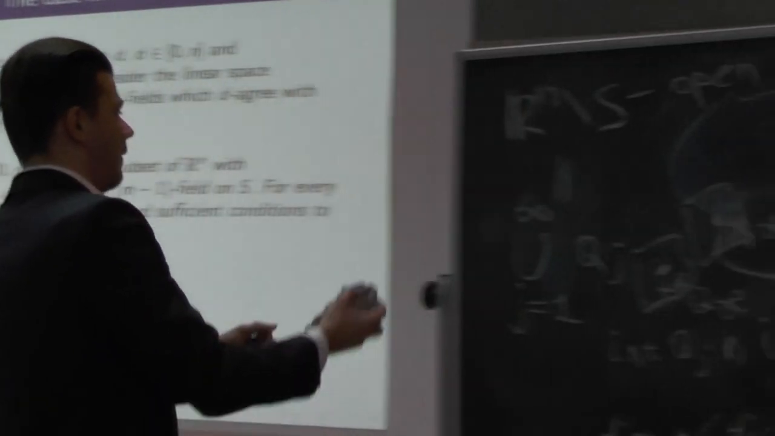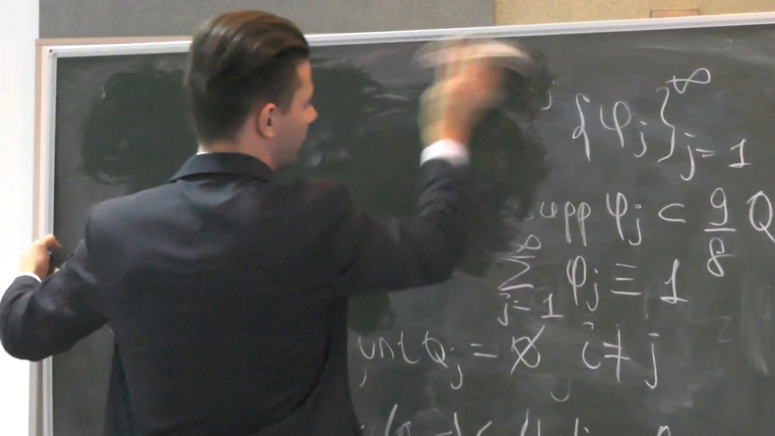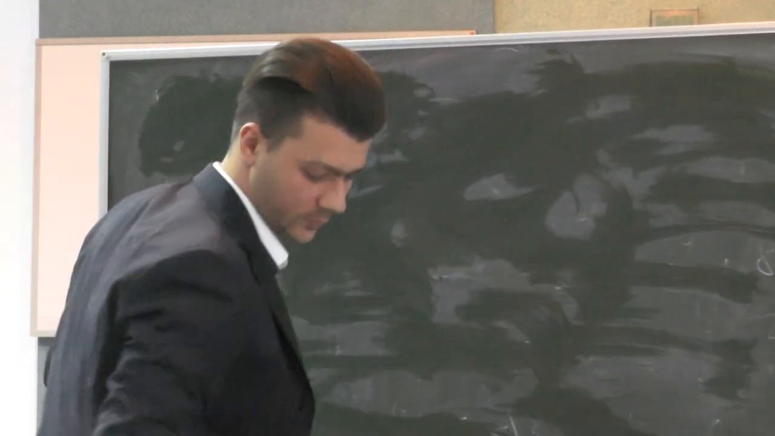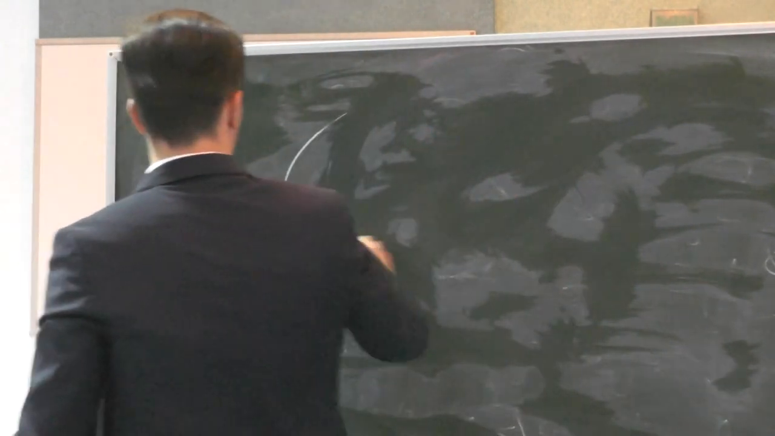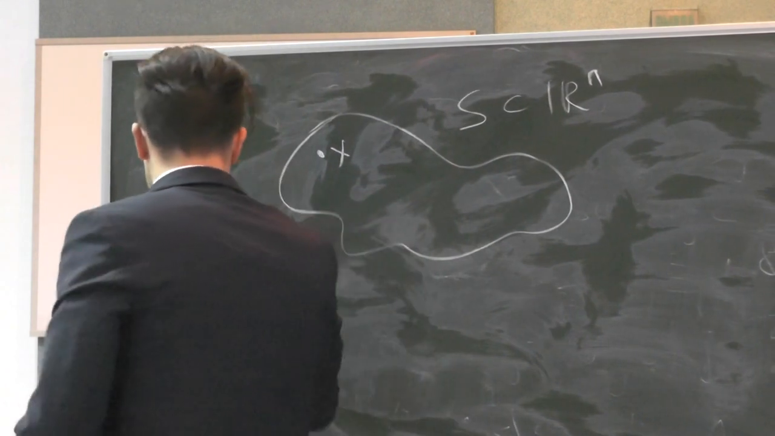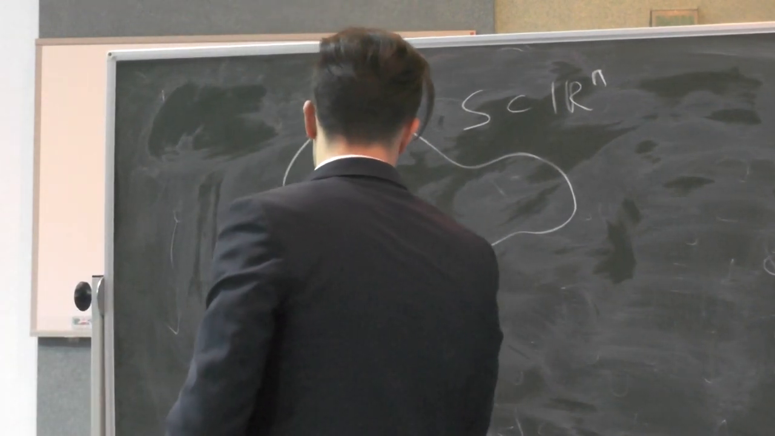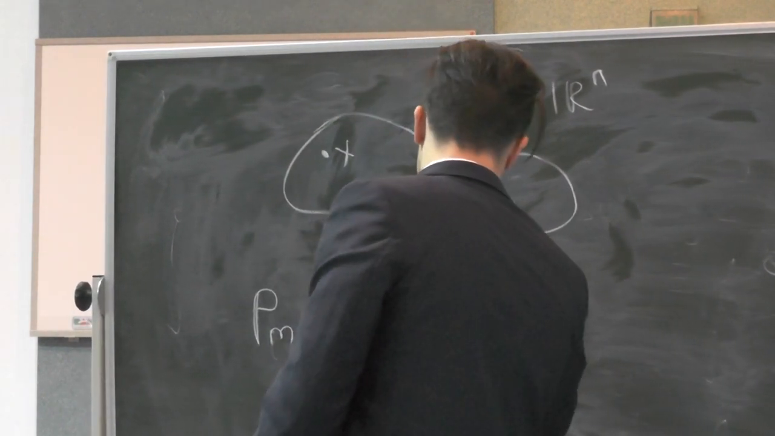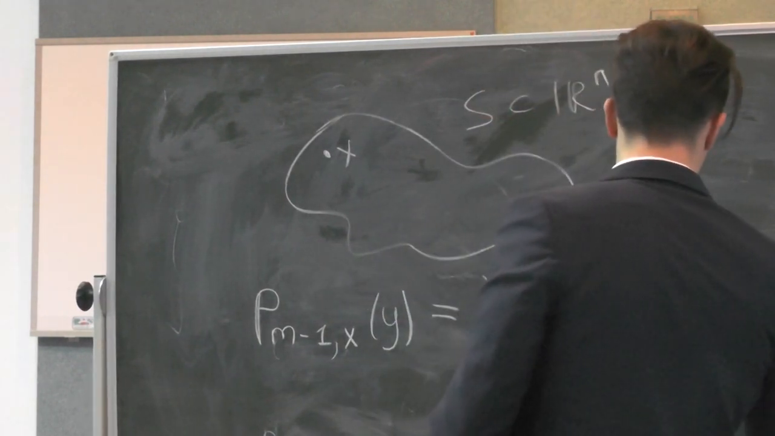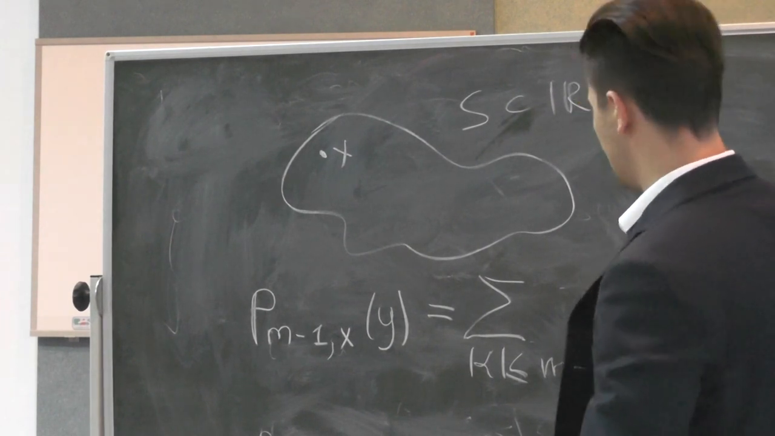It means that you have a family of polynomials. Let S be an arbitrary subset of R^n, and for every point x, we have a polynomial of degree less or equal to m minus 1. And it will be convenient for us to write this polynomial in the following way. So this polynomial looks like a Taylor polynomial.